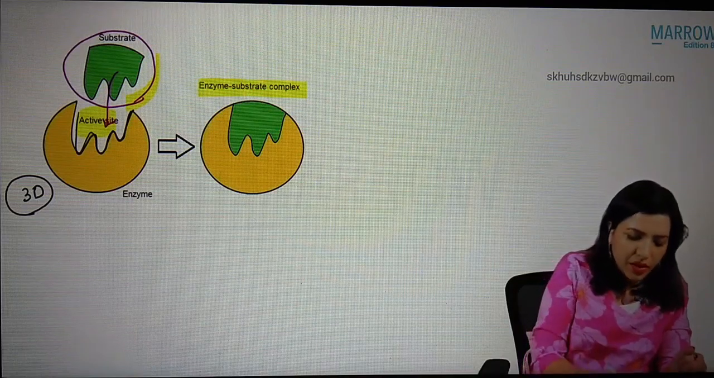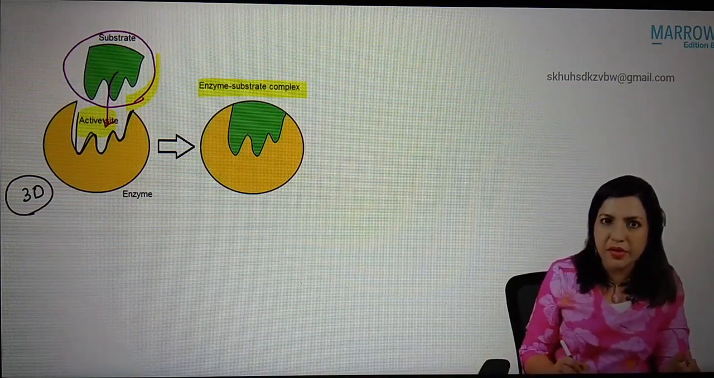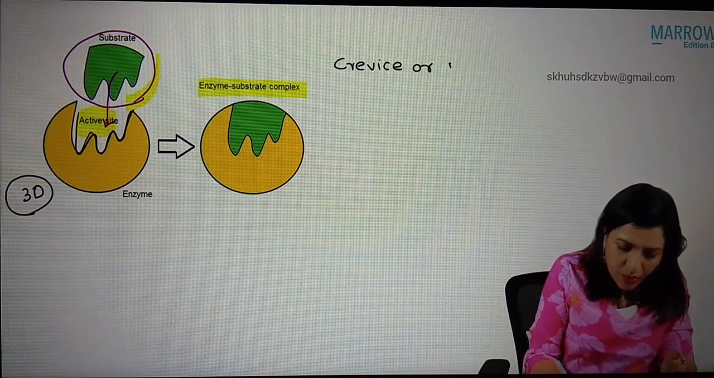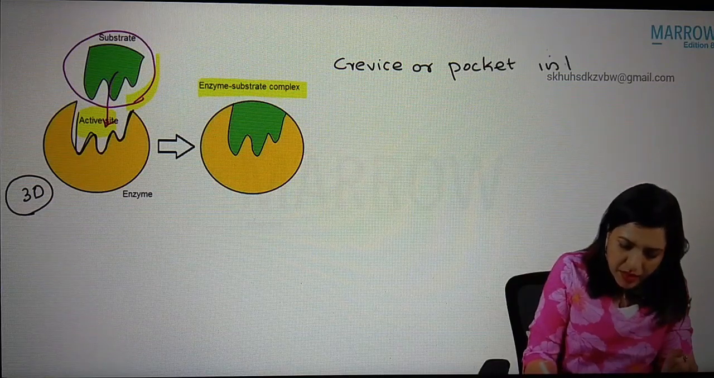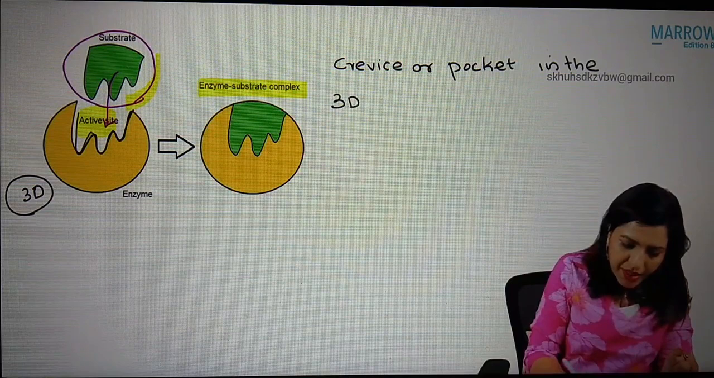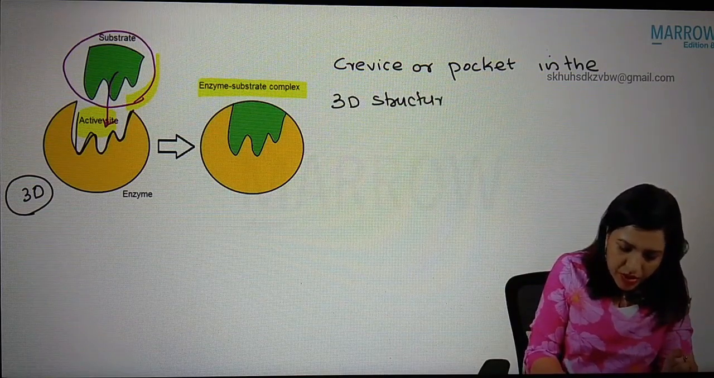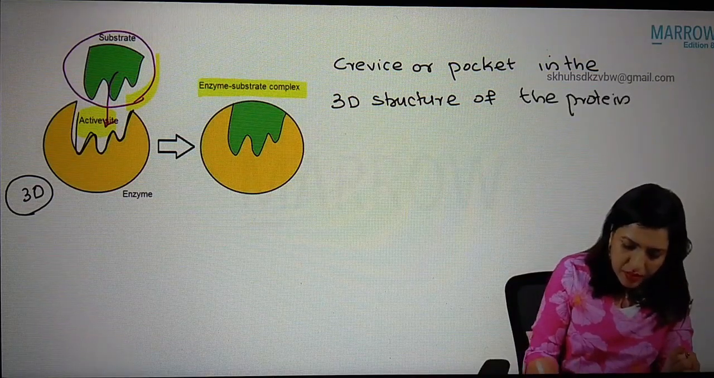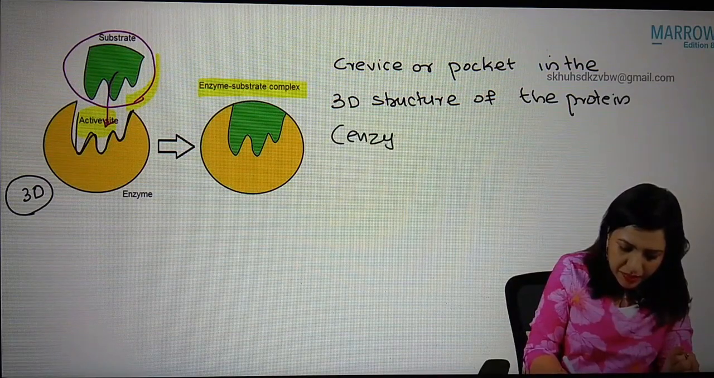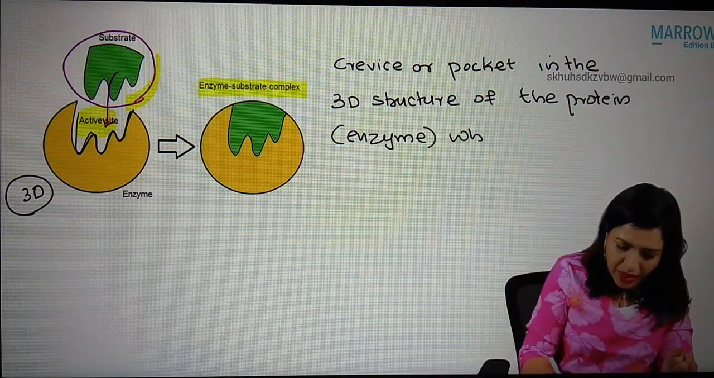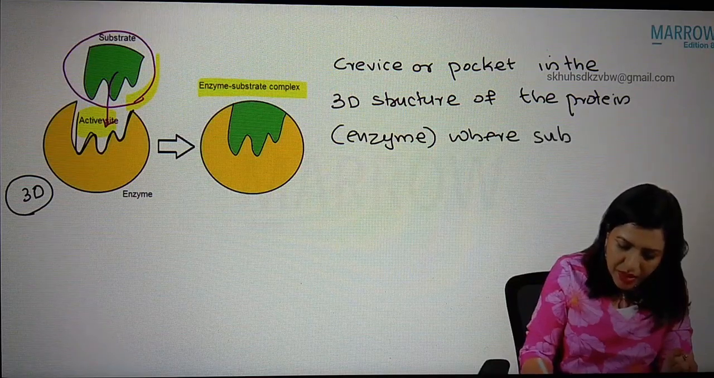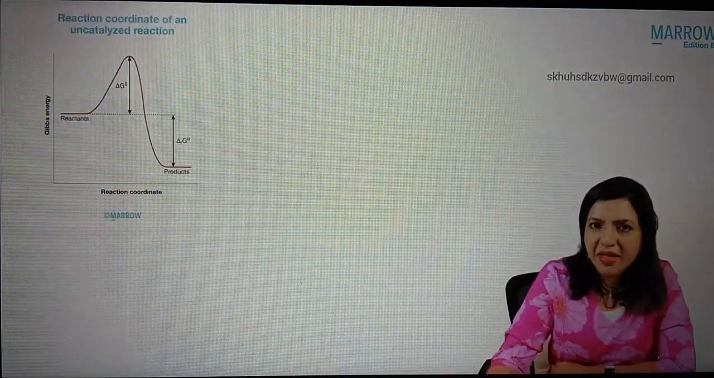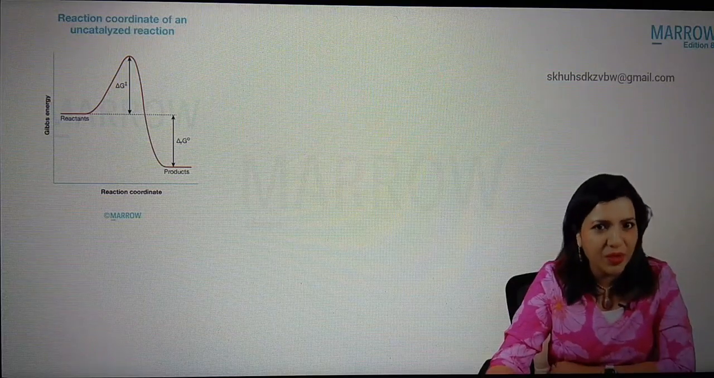Okay. So we are going to give a definition for the active site. Active site is a crevice or pocket in the three-dimensional structure of the protein. The protein is the enzyme where the substrate binds. Okay. Once the concept of the active site is clear to you, I hope it is clear.